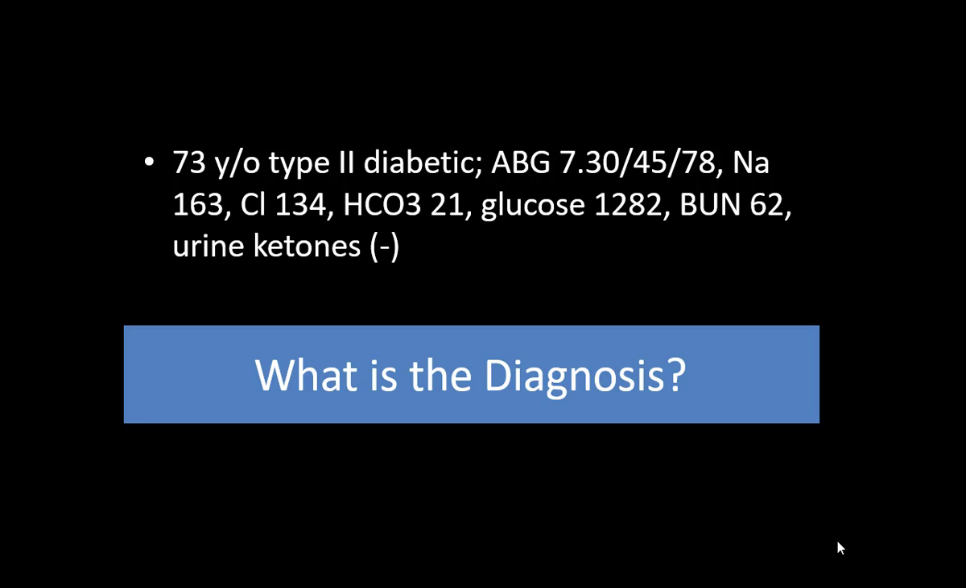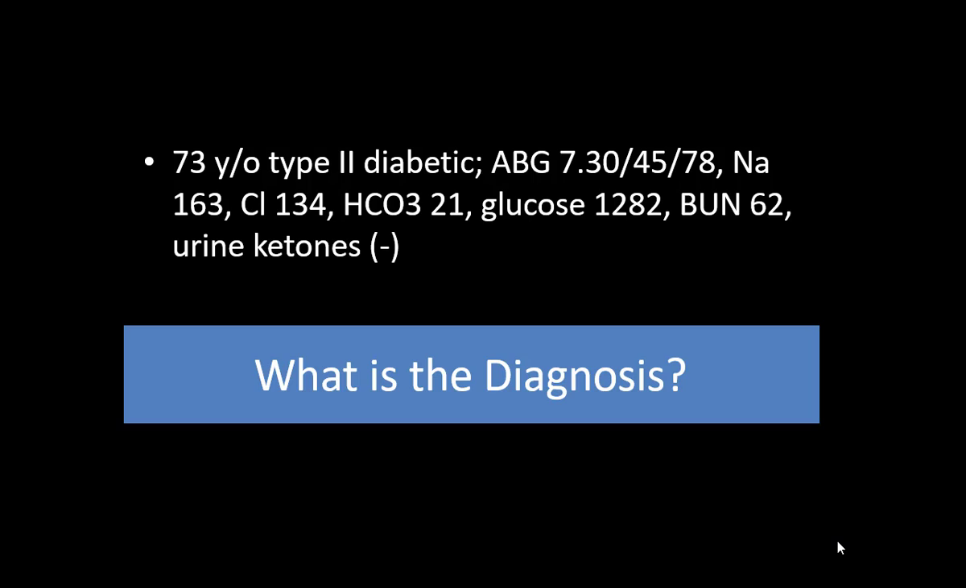Another subset would be type 2 diabetic: blood gas pH of 7.3, PCO2 45, PO2 78, sodium 163, chloride 134, bicarbonate 21, glucose 1282.